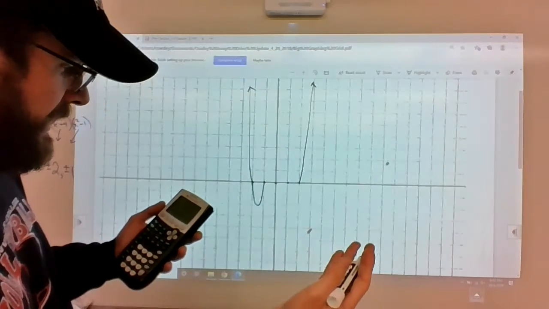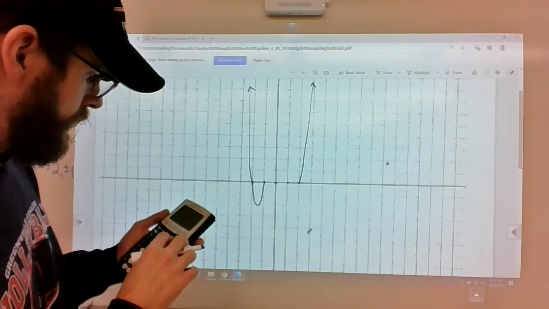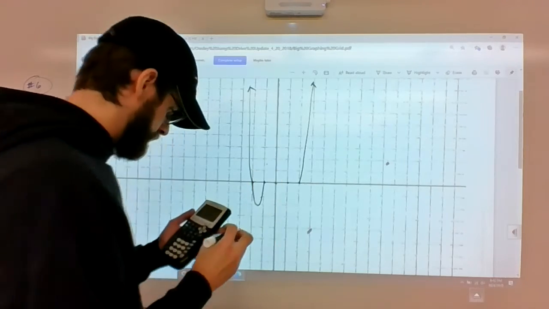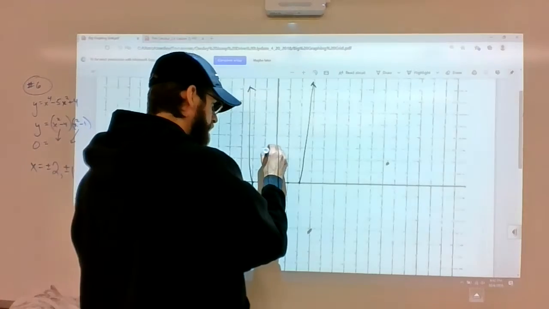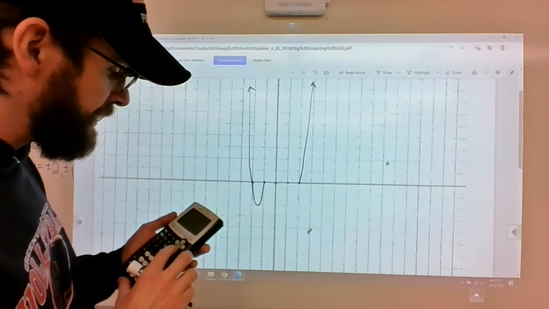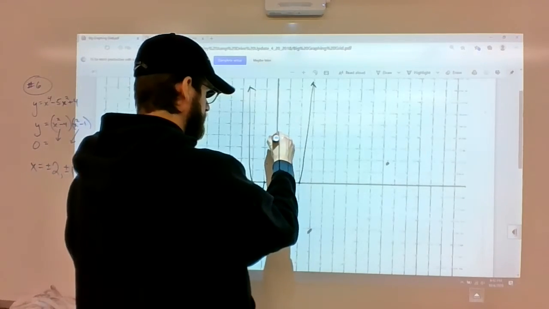Now, in between negative 1 and 0, negative 0.75 gives me 1.5. Negative 0.5 gives me 2.8. Negative 2.25 gives me 3.69. Yikes.